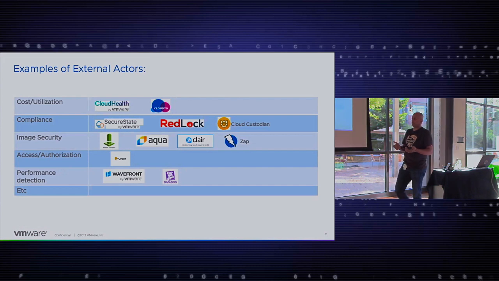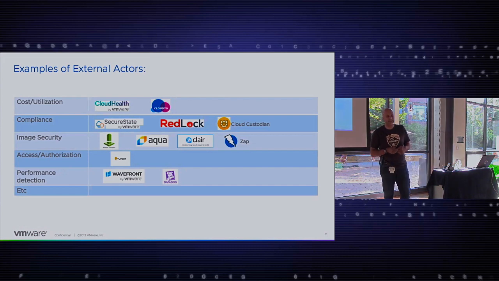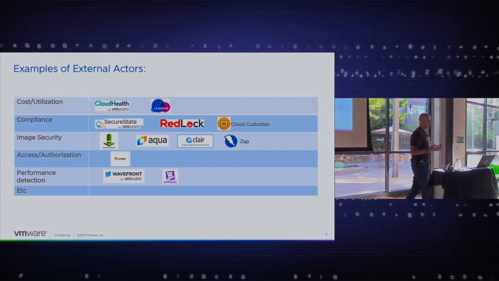You may want to check if the deployment that's going out there is going into an environment where you have, let's say, a VPC and a set of servers that are compliant, and the security groups meet a certain set of rules. So you want to check compliance before you do that application deployment. You can use Secure State by VMware, Redlock, or something open source like Cloud Custodian as an example.